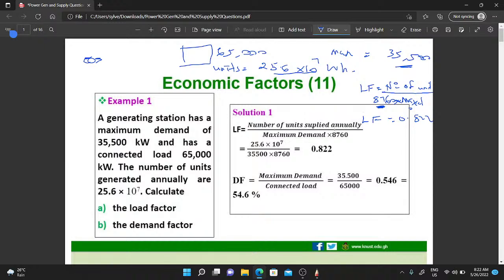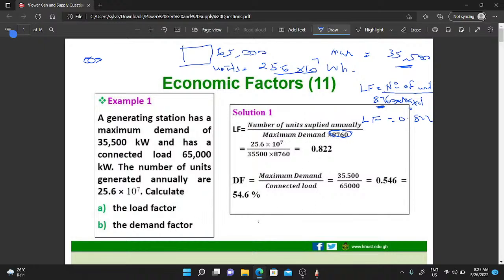This 8760 is what shows that it's annual. They could have said find the monthly load factor. This time it would have been the total number of hours in a month, that's 24 hours times 30 days. So you should know how to go about it.